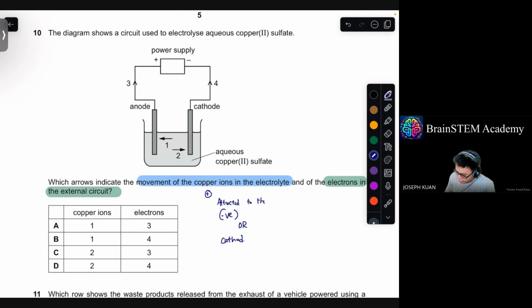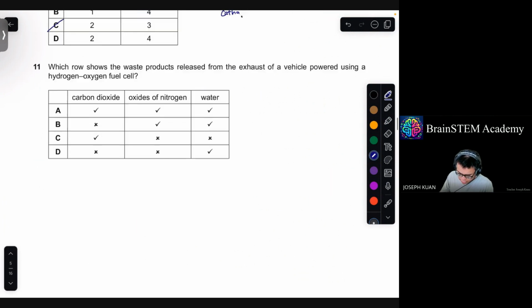So the direction will be to the cathode. And then for electrons in the external circuit, we know that electrons flow from the negative terminal to the positive terminal in the electrical circuit. So the direction should be 3, heading towards the positive terminal. So the answer should be C. All right, moving on to question 11.